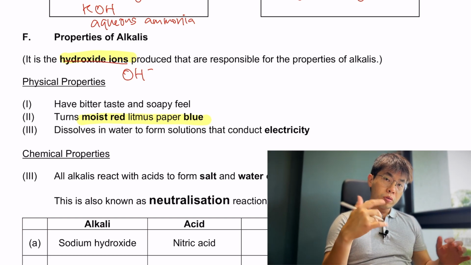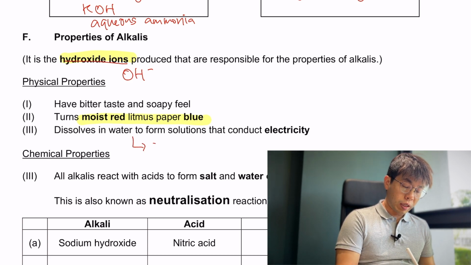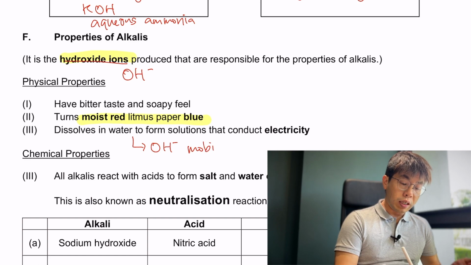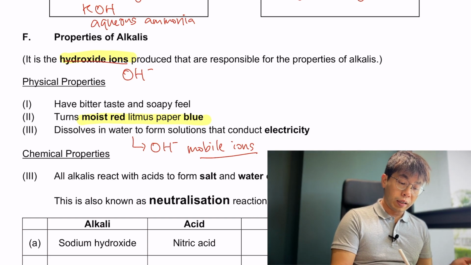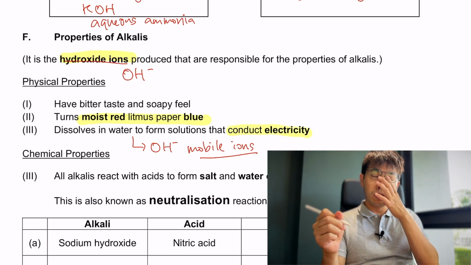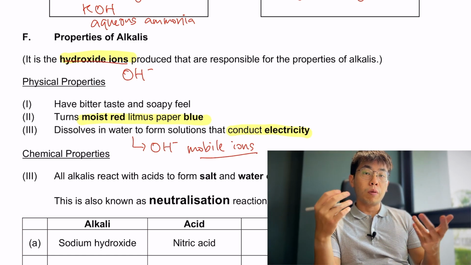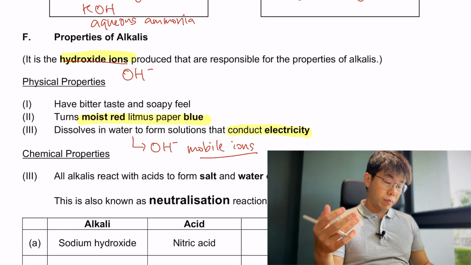Alkalis all dissolve in water, and they dissolve in water to produce hydroxide ions. Because there are mobile ions in the solution, it can definitely conduct electricity. This is very similar to acids, because acids dissolve in water to form hydrogen ions, which are mobile, and they also conduct electricity.